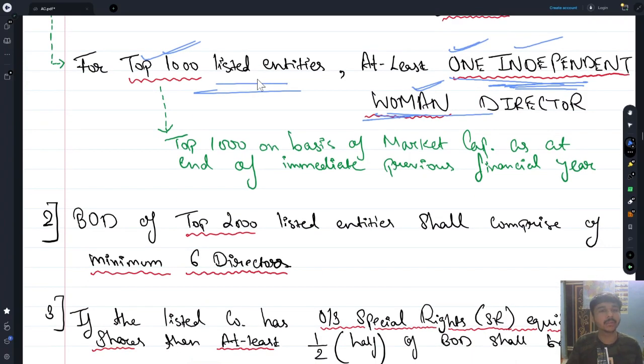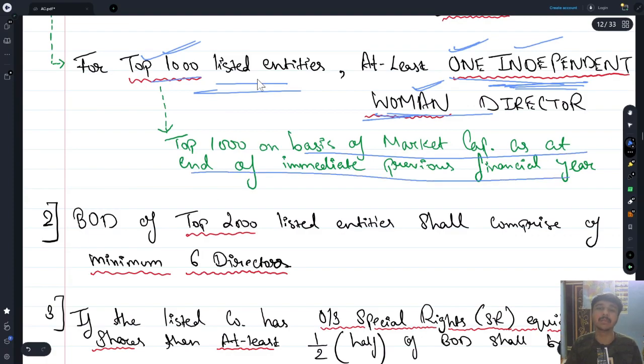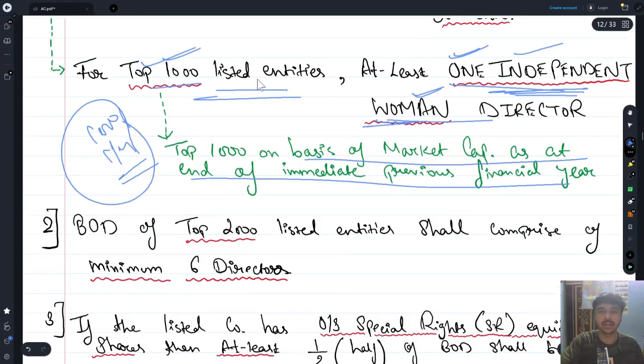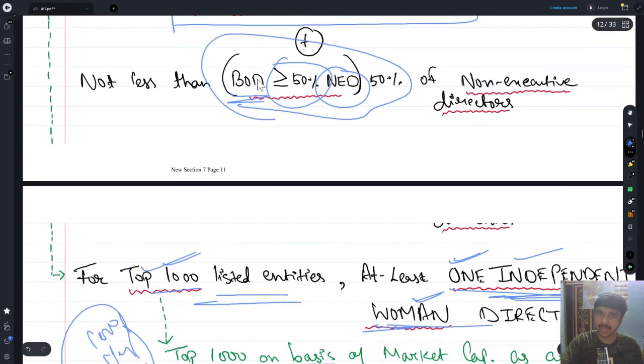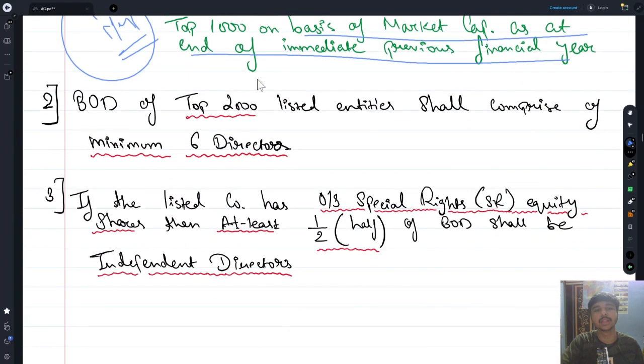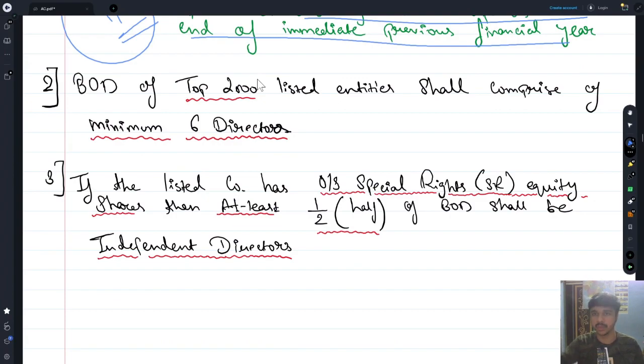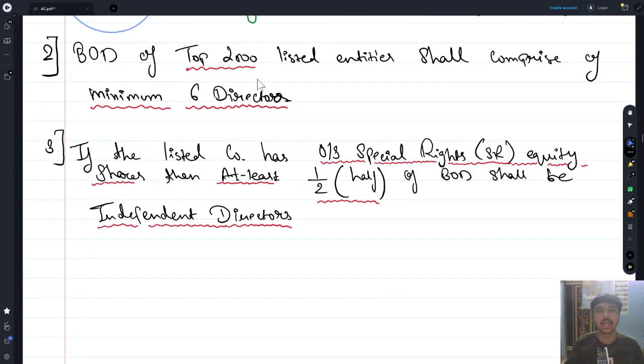And how are you going to determine these top 1000 listed entities? On the basis of market capitalization as at the end of the immediate previous financial year. And what if you go to 1001 on 1st of April? You need to comply with this again, because what we have read here is that if something is applicable to you due to market capitalization, then even if your market cap goes below, you need to comply with that provision.